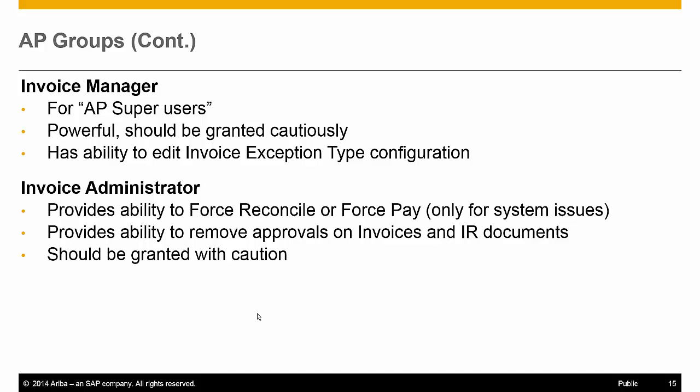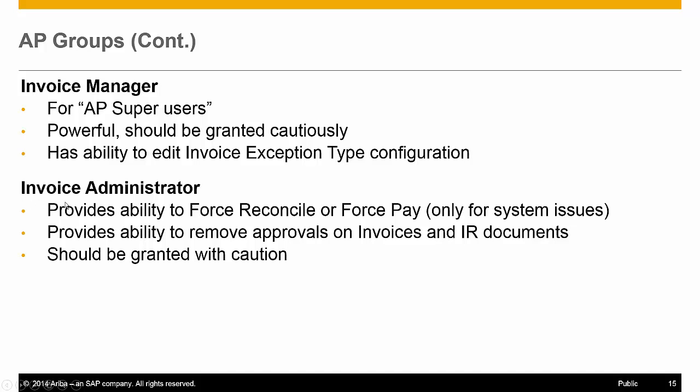One step above all those groups is the invoice manager group. And this is generally given to people within accounts payable who you consider super users. So this has the ability to do a lot of the things invoice agent can do, plus has access to the invoice exception configuration. What types of discrepancies are we looking for? And for each invoice exception that we're looking for, do we have any tolerances? Also, if those invoice exceptions occur, who should they route to? All that type of configuration is something that the invoice manager has access to.